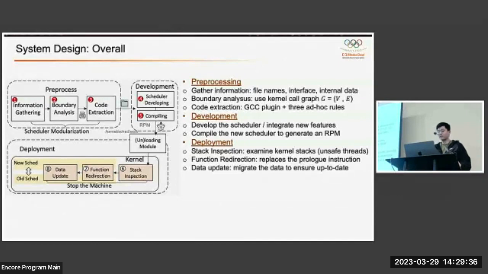PLOCSCHED should find a safe opportunity to replace the original scheduler. Then PLOCSCHED uses stack inspection to examine all kernel stacks and check whether they are unsafe threads. After that, PLOCSCHED replaces the preload instructions of original functions to redirect to the new function. At the same time, PLOCSCHED migrates the data from the older scheduler to the new one to guarantee it is up to date through data rebuilding.